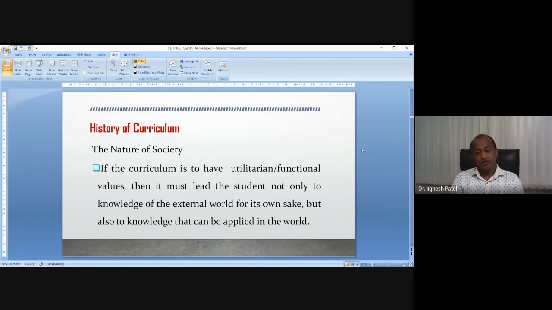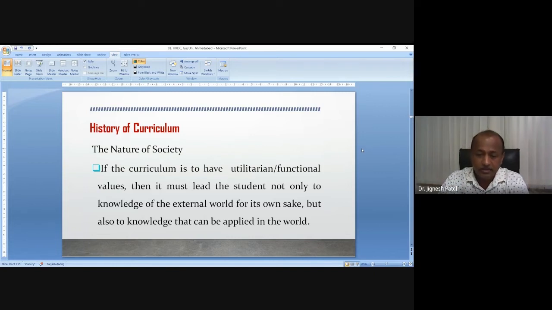If the curriculum is to have utilitarian or functional value, then it must lead the students not only to knowledge of the external world for its own sake, but also to knowledge that can be applied in the world. So, what does the society want? If we think about the past, the British started education because they wanted clerks, they wanted babus, not for the sake of the country. That's why they started an educational system with little literacy and numerical skills that could be instilled in the people of India.